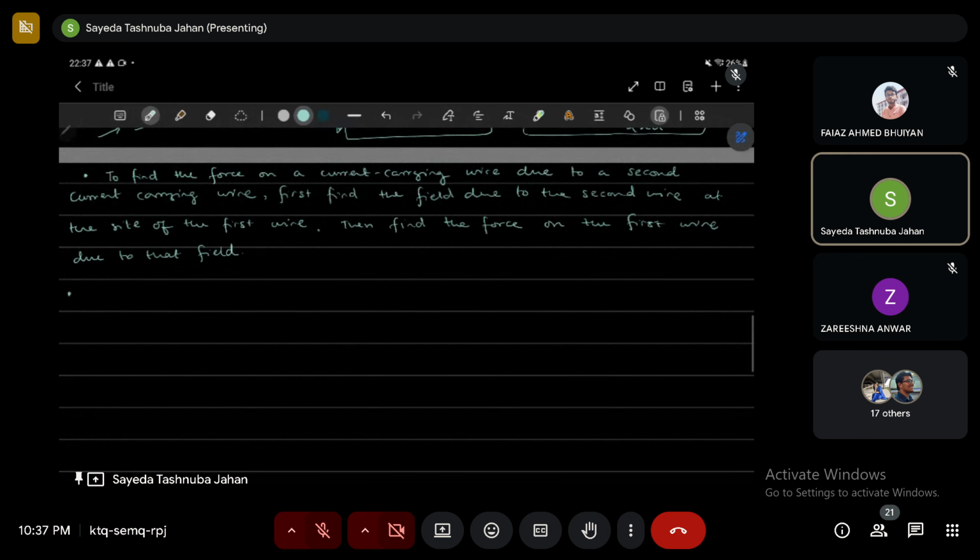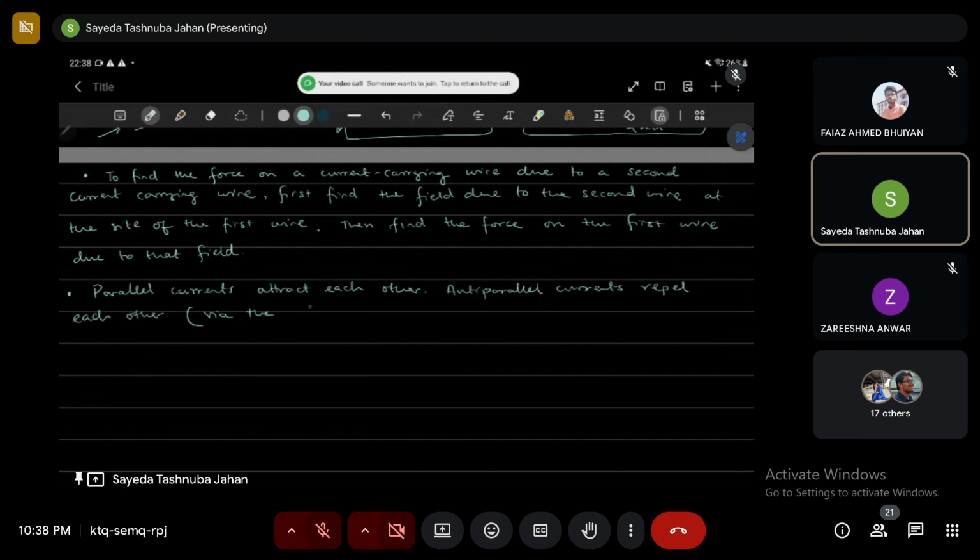Okay, and another point to make over here is that parallel currents attract each other and anti-parallel currents repel each other. And you can find this via the right hand rule.